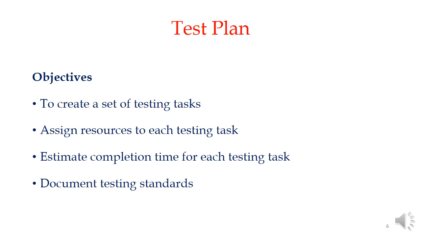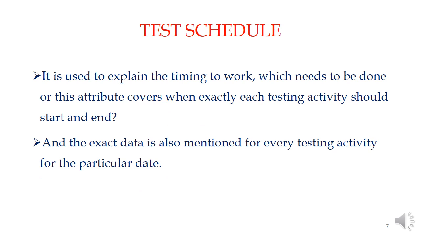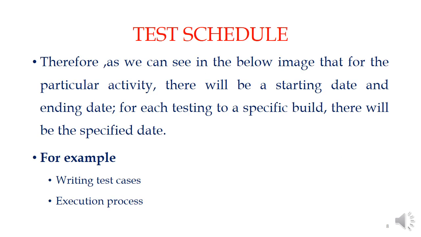The objectives are: to create a set of testing tasks, assign resources to each testing task, estimate completion time for each testing task, and document testing standards. So, what is a test schedule? It is used to explain the timing of the work which needs to be done. This attribute covers when exactly each testing activity should start and end. The exact date is also mentioned for every testing activity, therefore we can see the particular activity's starting and ending date.